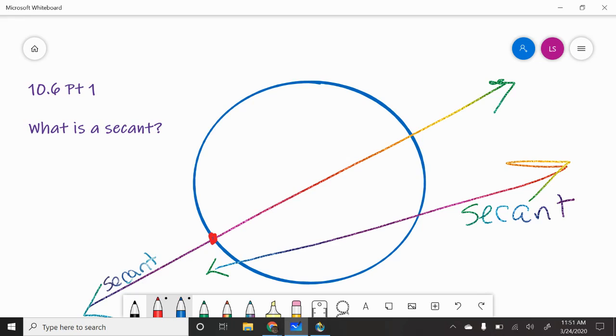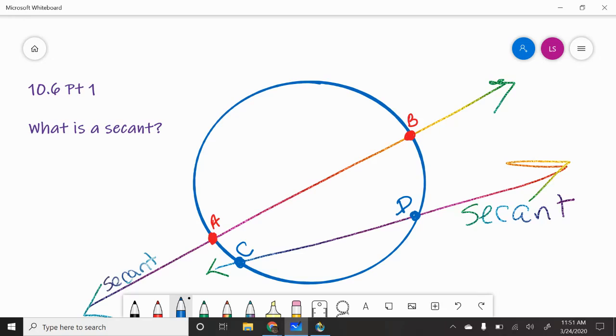Here is a secant. Here is point 1. We'll call it A. Here is point 2. We'll call it B. Here's another secant. We'll call this C, and we'll call this D.